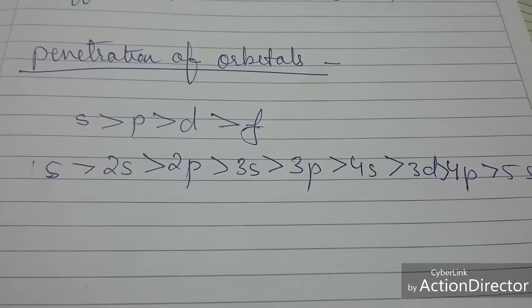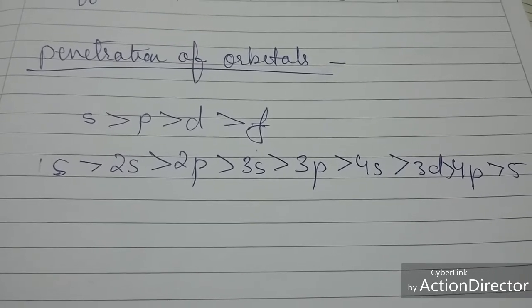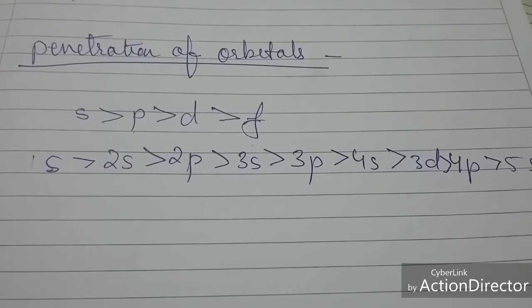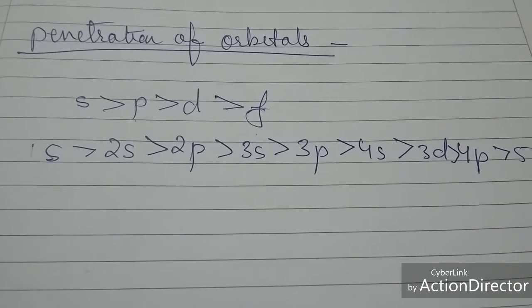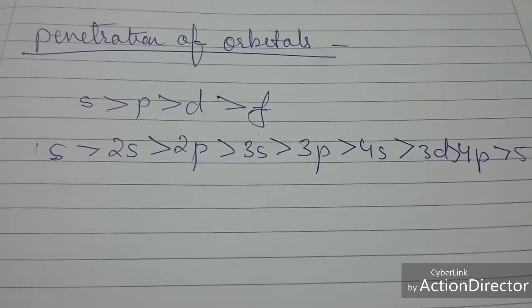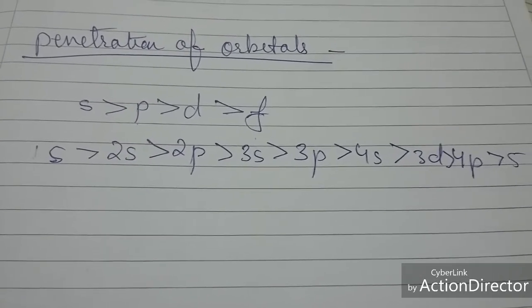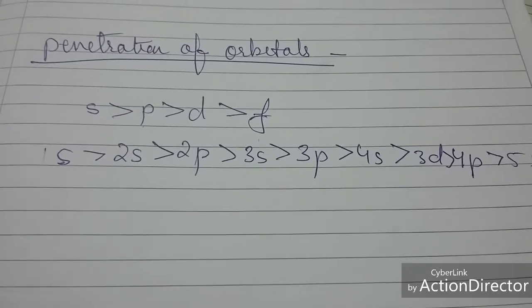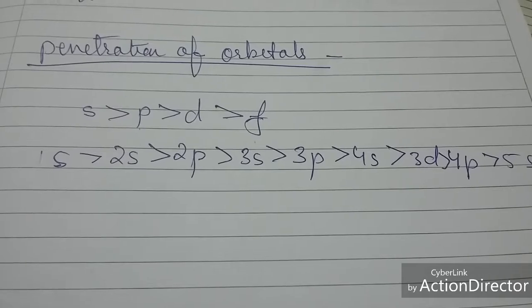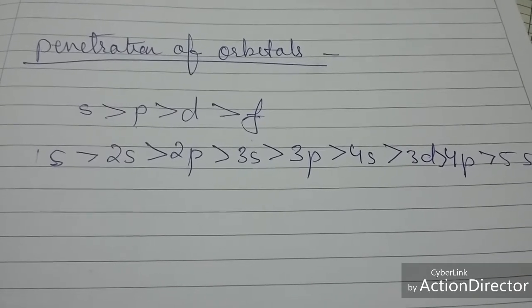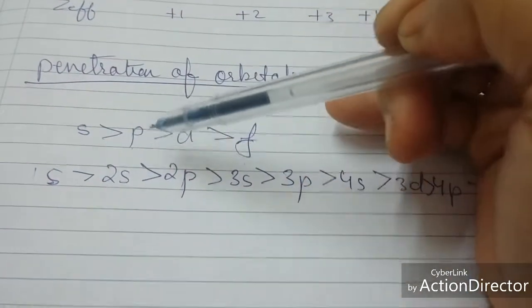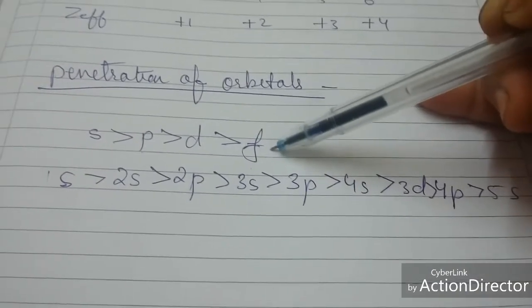Now let us talk about the penetration of orbitals. Penetration actually means the tendency of an orbital to attract electrons, or the ability of an electron to get close to the nucleus, and during that process energy is released. The s orbital has maximum penetration effect because it is very close to the nucleus in comparison to p, d and f orbitals. Thus the s orbital, while accepting an electron, releases a greater amount of energy than p. So s will have greater penetration as compared to p, then d and then f.